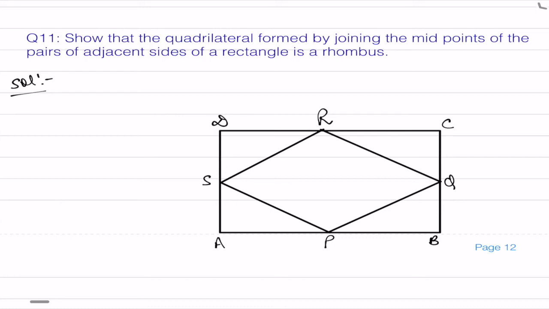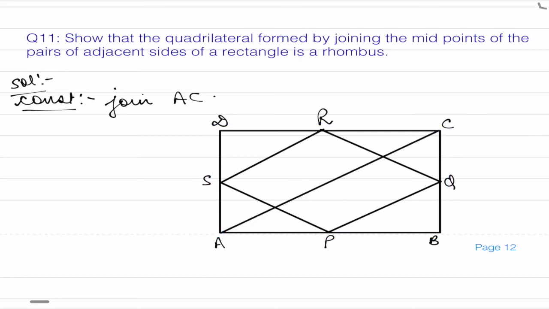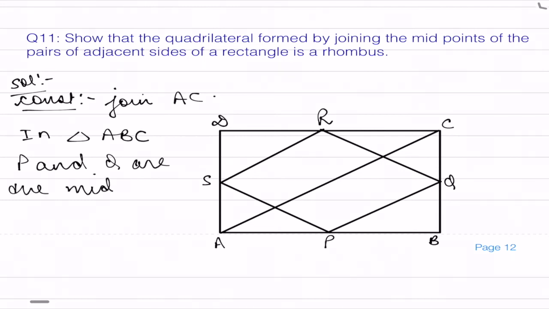So first we will do a construction. Join AC. So what we'll do, we will join AC. So now we will see this rectangle has been divided into two triangles. First is ABC triangle and other is ADC. So first we'll take triangle ABC, in which P and Q are the midpoints, which is given in the question.